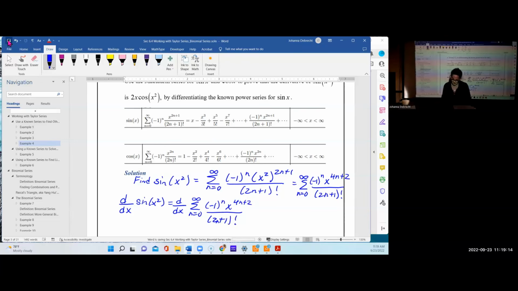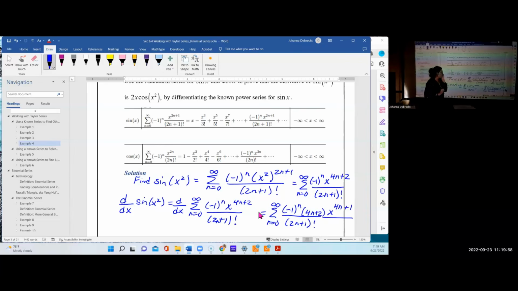Lots of writing in this particular section. Okay, so to take the derivative is with respect to x, so it doesn't affect n. So I can slide this inside and I can apply the power rule, which is basically going to give me the series from 0 to infinity. The -1 to the n is a constant. The 2n plus 1 factorial is a constant, doesn't depend on x. The only thing that depends on x is x to the 4n plus 2. And the derivative of that would be pull the power to the front, 4n plus 2, times x to the 4n plus 2 minus 1, which would be 4n plus 1, right?